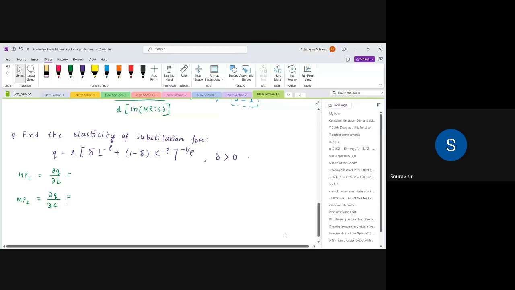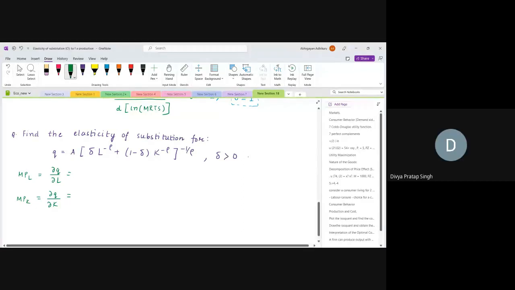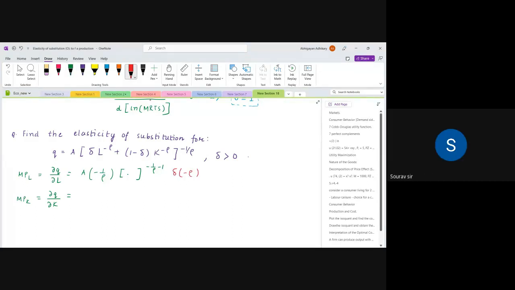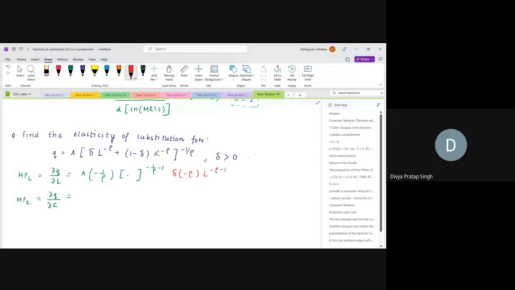So this will happen by chain rule, right? A into minus 1 by rho, then the entire bracket remains the same, to the power minus 1 by rho minus 1, then into minus rho, minus delta, into L to the power minus rho minus 1. Correct? Any questions from anyone? If you're not understanding the calculation, you can tell me. We can elaborate a little bit more if needed. We are doing chain rule over here.